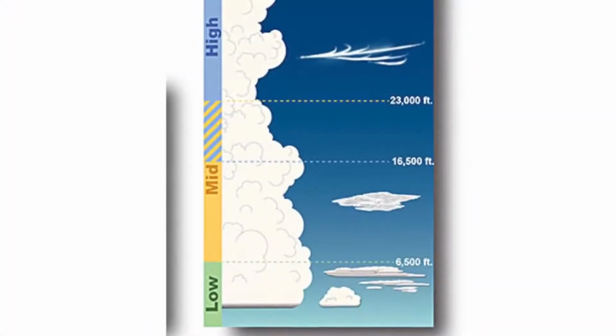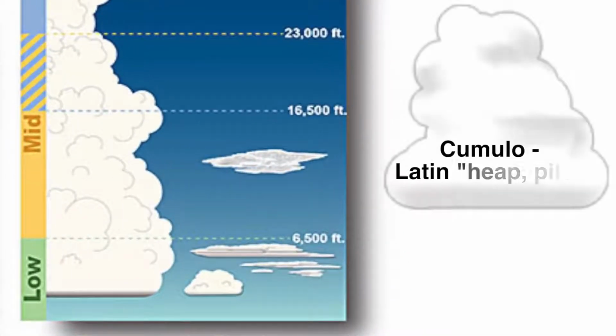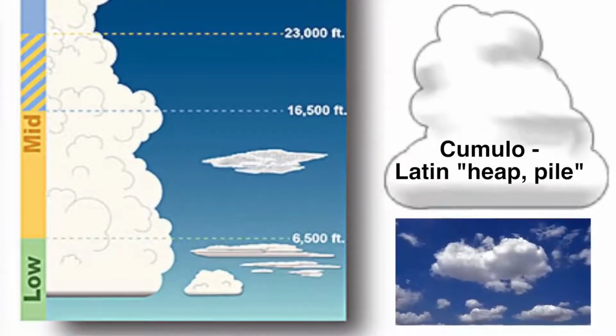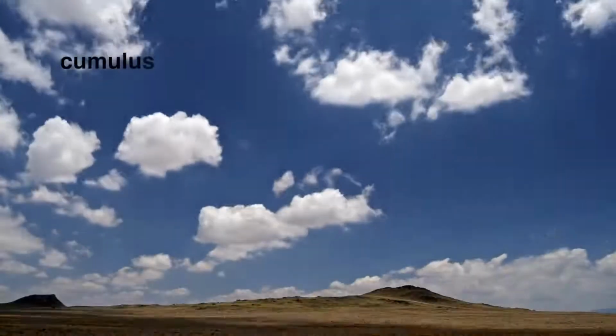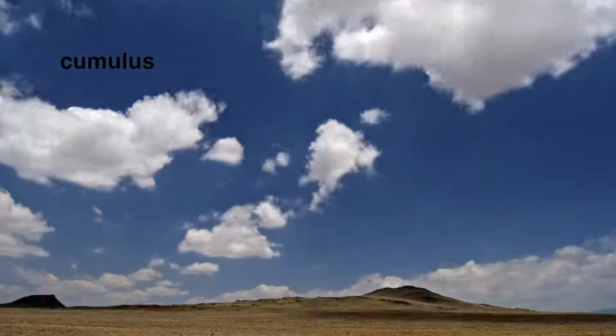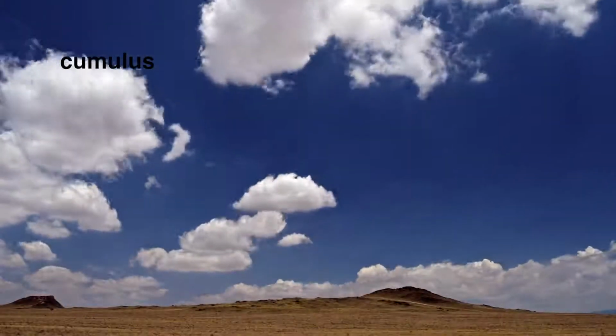Cumulus clouds might be one of the more recognizable cloud types. Cumulo is Latin for heap or pile, and cumulus clouds can often look detached or isolated from other clouds, and they'll often appear as fluffy white cotton balls or perhaps even cauliflower.